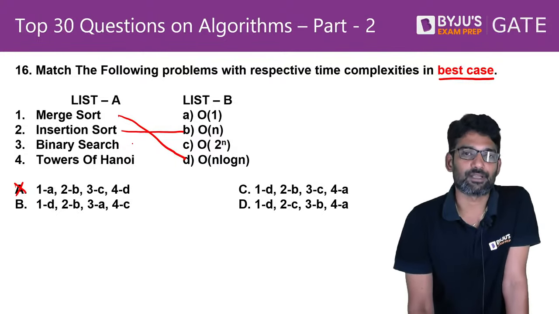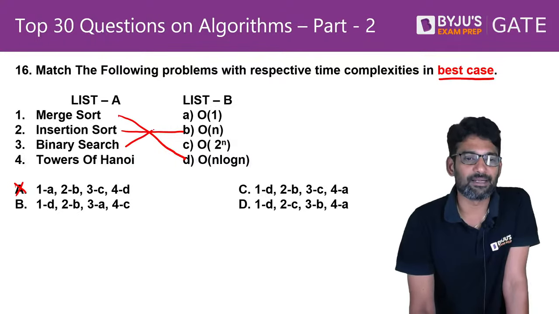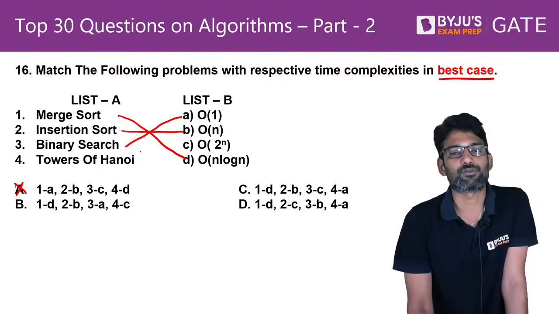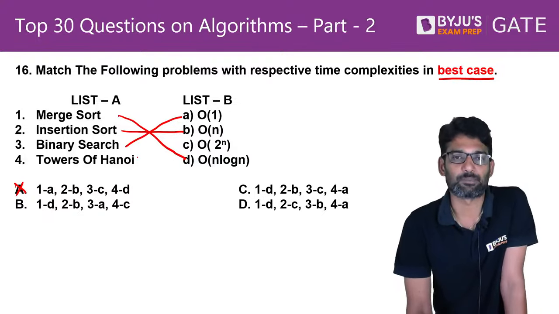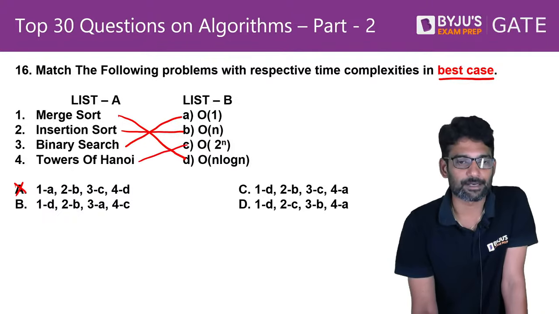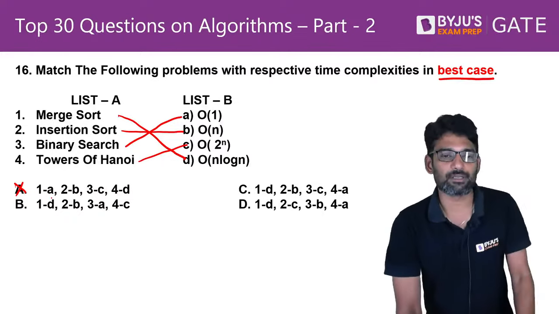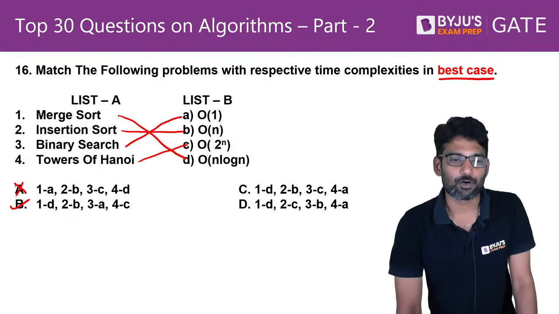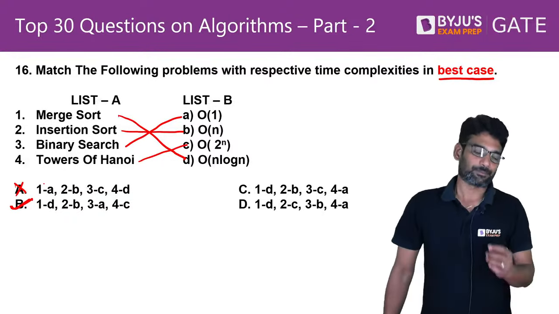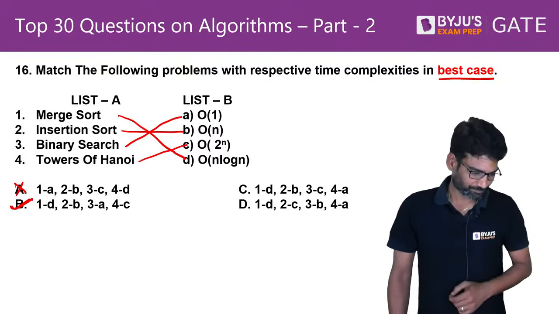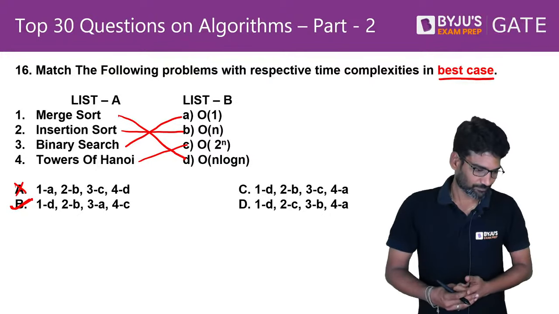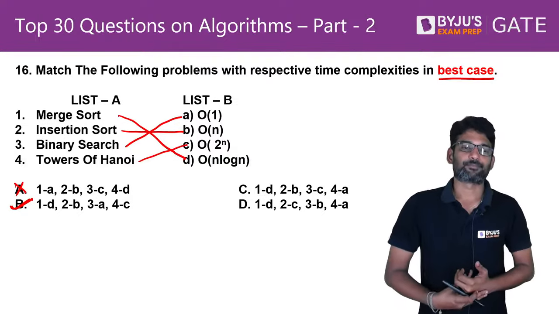Binary search. In the best case, the middle element could be the key. So, it takes constant time complexity in the best case. And Tower of Hanoi always exponential. So, it is 1D, 2B, 3C, 3A, 4C. Option B is the right answer. Got it?